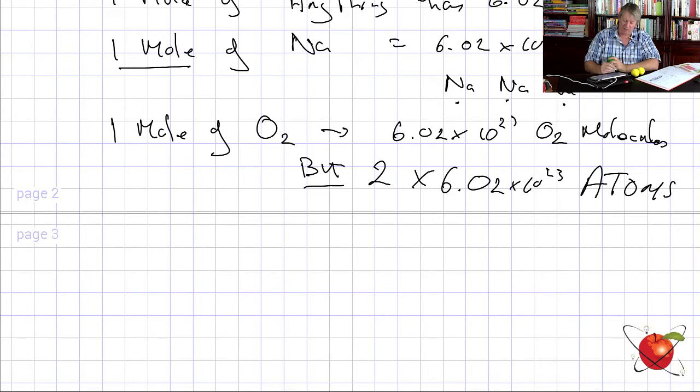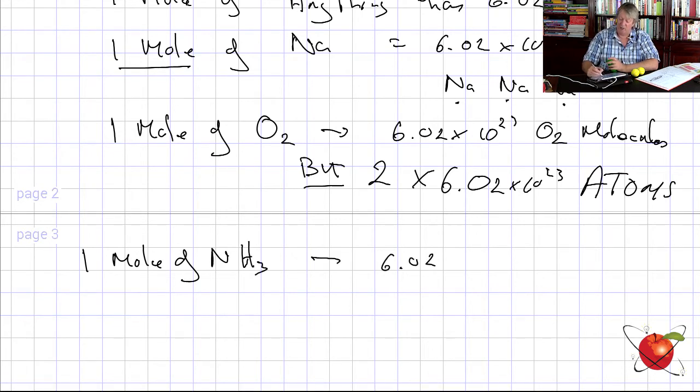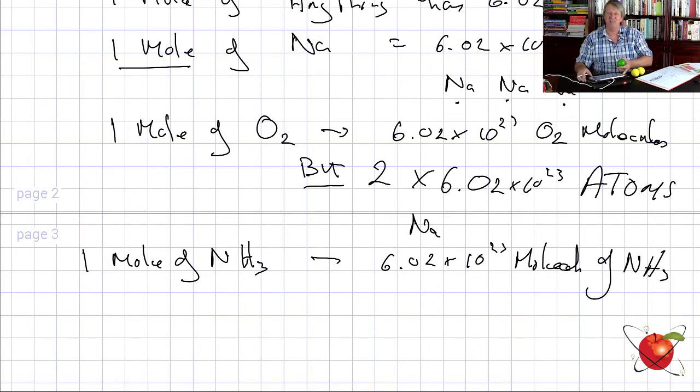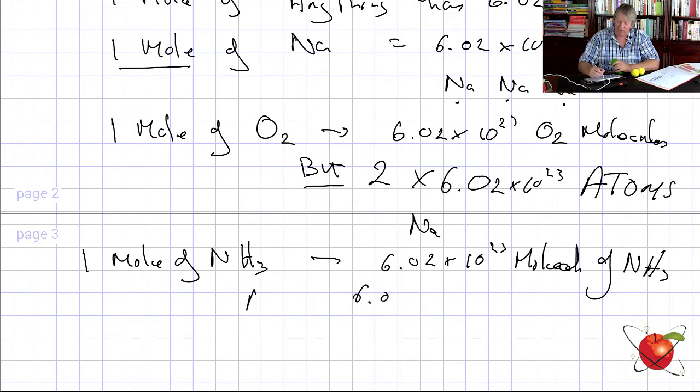Let's just take another one. 1 mole of NH3 contains 6.02 times 10 to the 23, which is called Na, Avogadro's number, molecules of NH3. But how many atoms are there? Well, in 1 mole of NH3, what do we get out? Well, we get 6.02. Now we're working with atoms, okay?